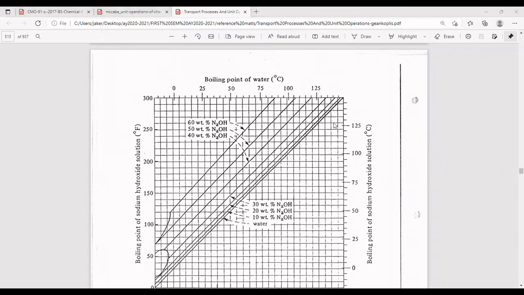Can you tell me, please, what is our saturation temperature for effect number 1? Because it's like 50% NaOH. So what's our saturation temperature for that? Can you place it on the chat box?